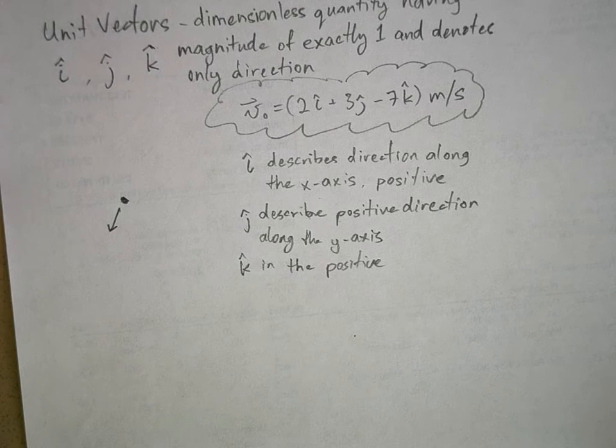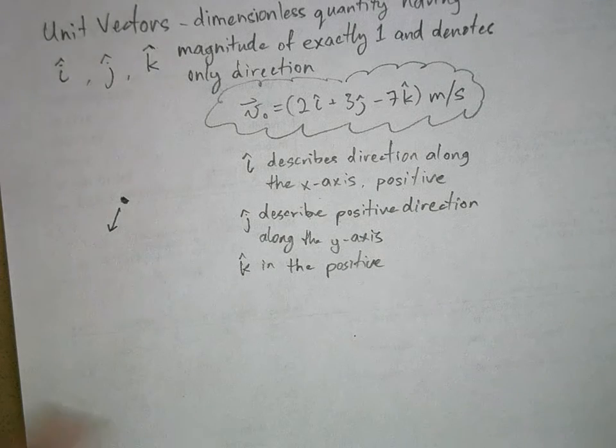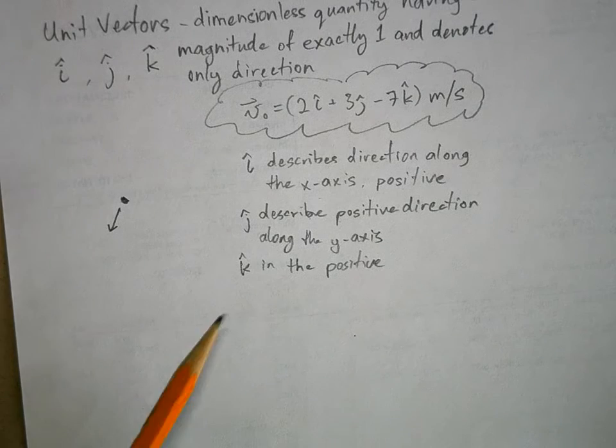We just say that the unit vector i describes the positive x direction, the unit vector j describes the positive y direction, and k the positive z direction. That's it. That's all you need to know.